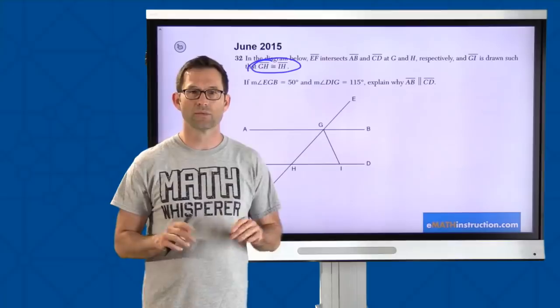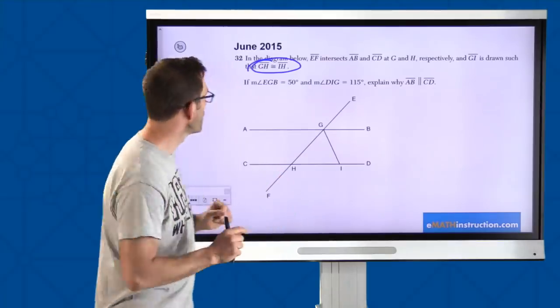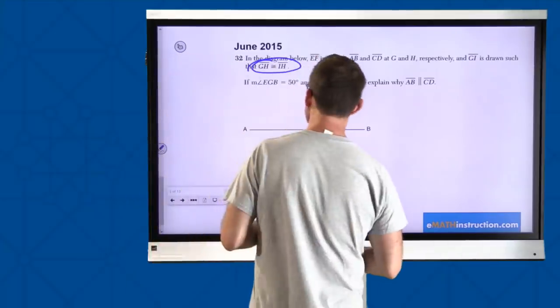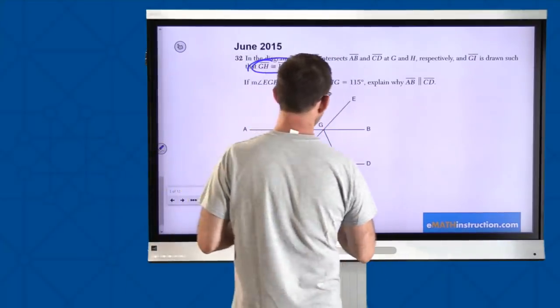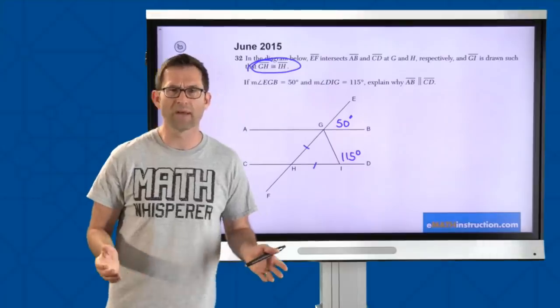Anyway, let's start to throw in the information that they've told us. We know that the measure of angle EGB is 50, so that's this angle up here. We know that the measure of angle DIG is 115 degrees. Very important that you can handle these 3-letter angle statements. We also know that GH is congruent to IH. Let's come back to it and take a look at what we have so far.